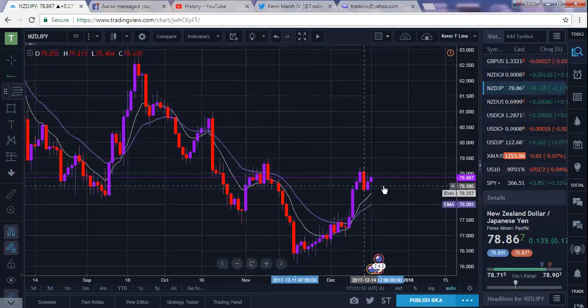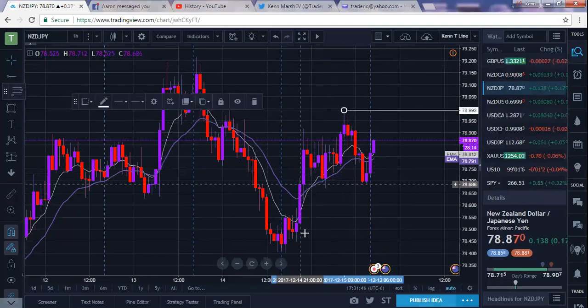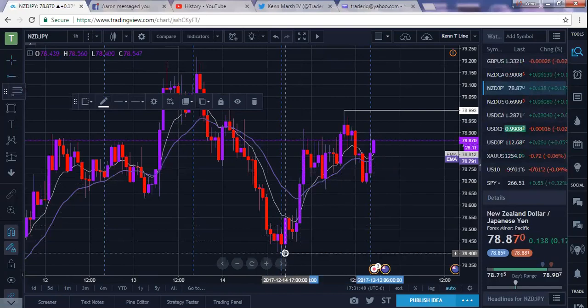NZD JPY. This is another one where I'm expecting a move lower. We did have a swing high form, and we're now getting a pullback up, probably to take out the previous day's high and then move lower. It just depends. It could go sideways because NZD is a little bit strong. I think the Japanese yen is stronger, so I think we are going to get movement lower. So we'll see if it takes out this high here on Friday. And if it does, then we can be targeting down here.